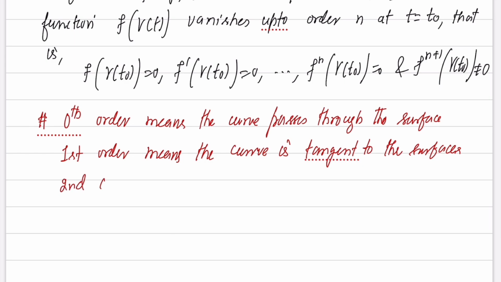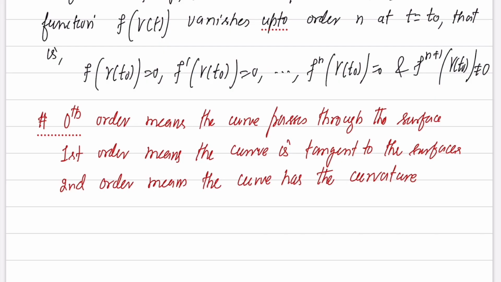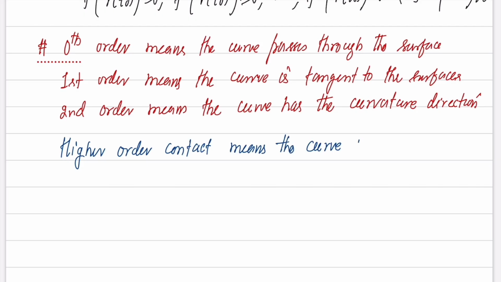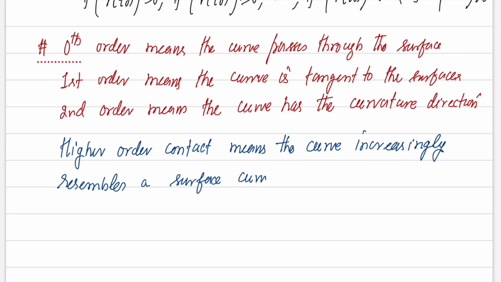Now second order contact means the curve has the same curvature direction. So given a curve and a surface, second order contact means that the curve and the surface have the same curvature direction. Similarly, higher order contact means the curve increasingly resembles a surface curve near the point.